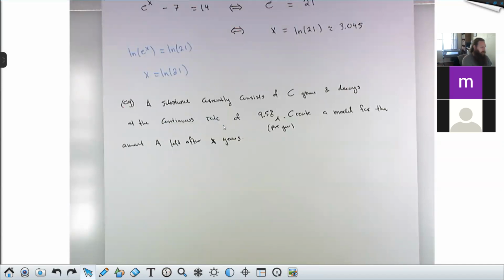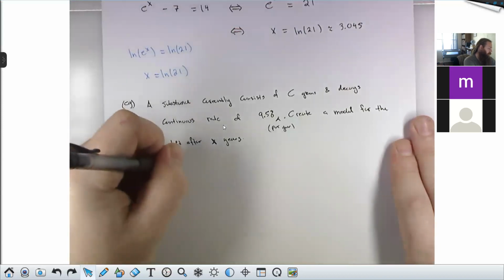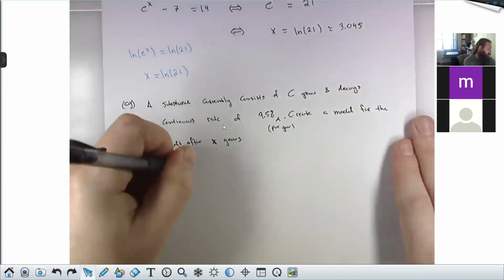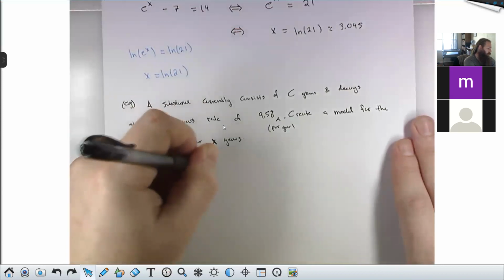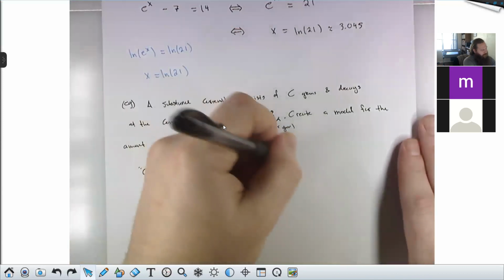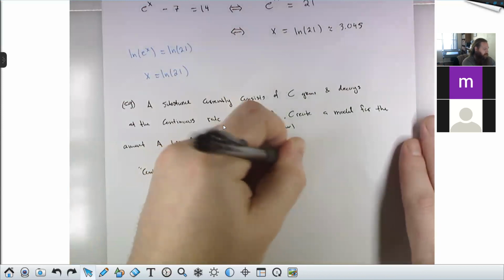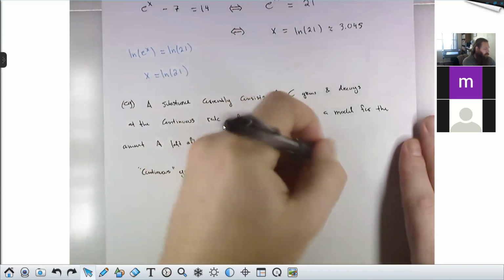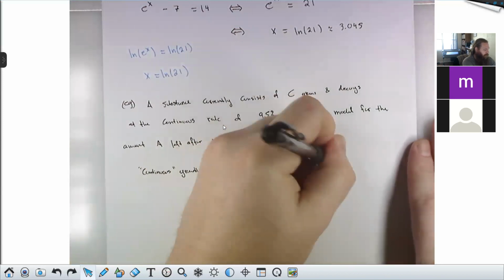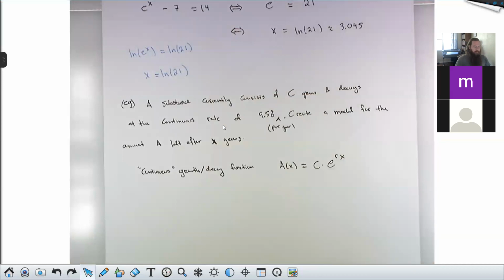So the continuous growth or decay function, I hate the use of this word, continuous growth decay function. This is already A of x here because that's the notation they've asked us to use: the original amount times e raised to the rx. So this is the model that we need to begin with.